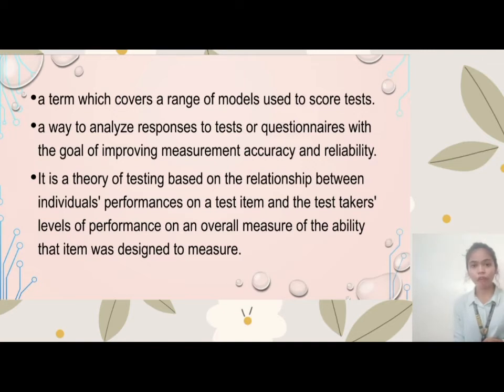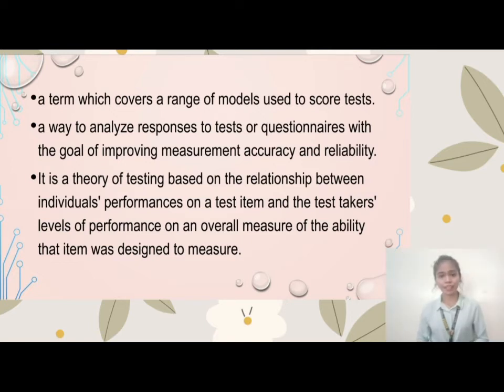It is a theory of testing based on the relationship between individuals' performances on a test item and the test takers' levels of performance on an overall measure of the ability that was designed to measure. It is also known as latent response theory, and refers to a family of mathematical models that attempt to explain the relationship between latent traits and their manifestations: observed outcomes, responses, or performance. A latent trait, often referred to as an unobserved score, is indicative of a person's ability on an underlying construct.